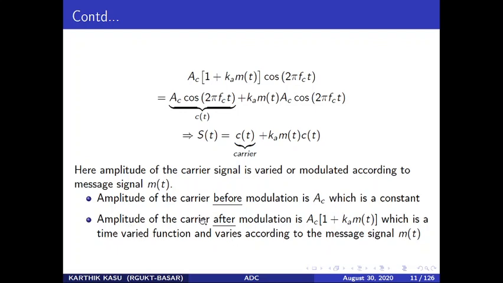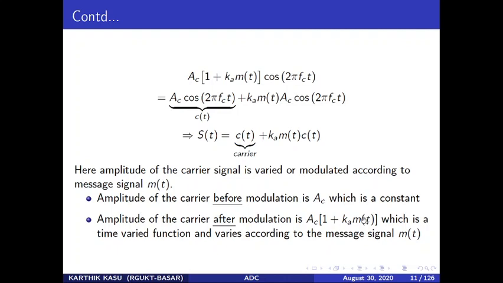Now the amplitude of the modulated carrier, that is the amplitude of s of t, happens to be Ac into 1 plus Ka m of t. Now it is no longer a constant signal, yes or not? We have a time function m of t. It is a time varying function. But how it varies is also very important. It varies according to the message signal. So this whole function changes according to what function? m of t. What is m of t?